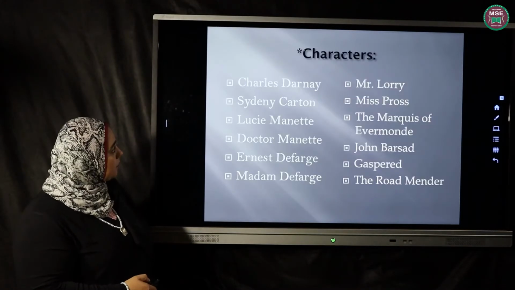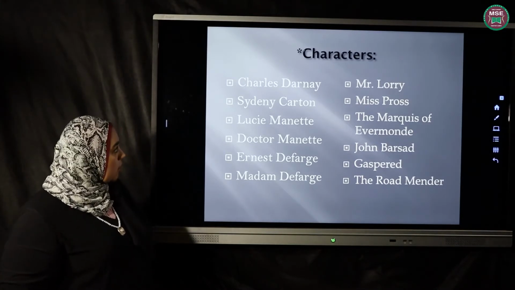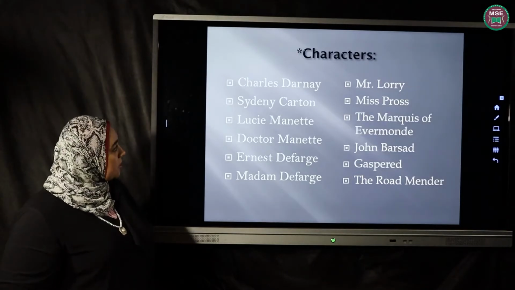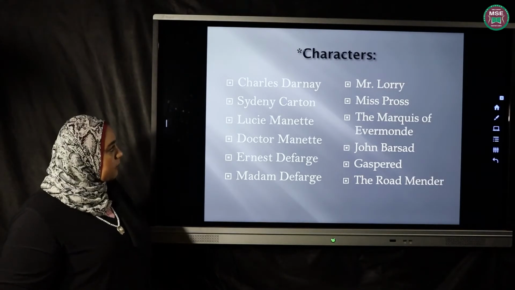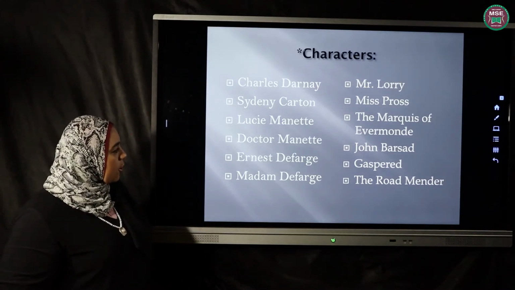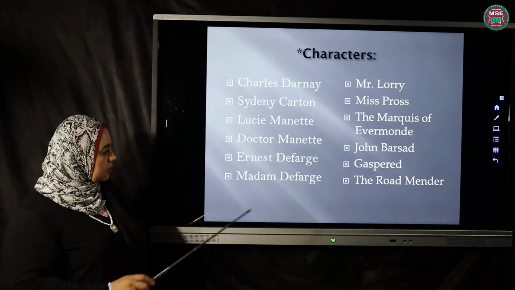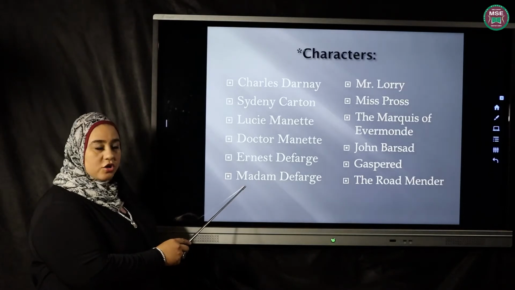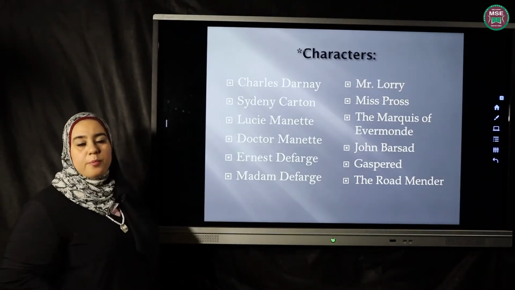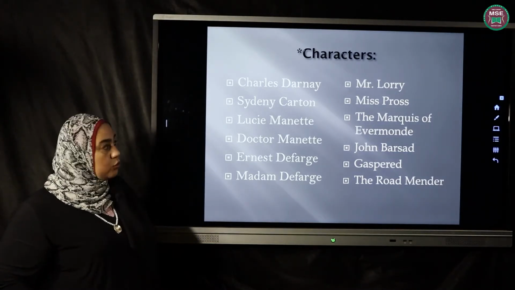The characters we are going to meet in our novel are Charles Darnay, he is our main character, Sidney Carton, another important character, Lucy Manet, Dr. Manet, Ernest Defarge and Madame Defarge, Ernest Defarge and his wife, Madame Defarge. They are going to be the leaders of the revolution and the people who are preparing the revolution and telling the others what to do.